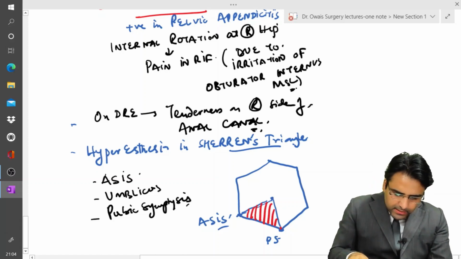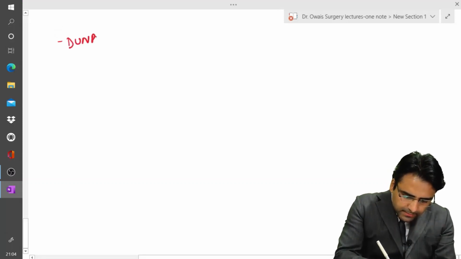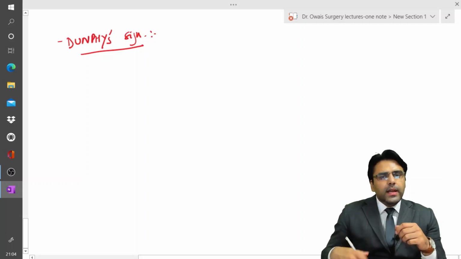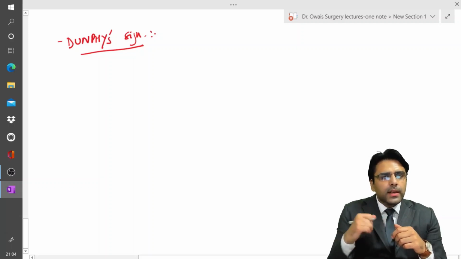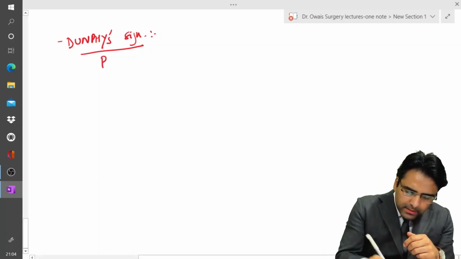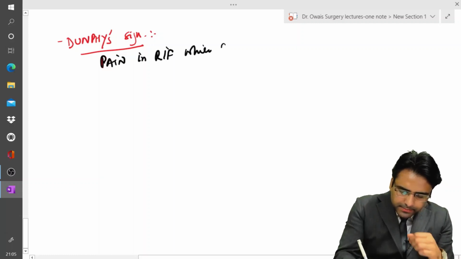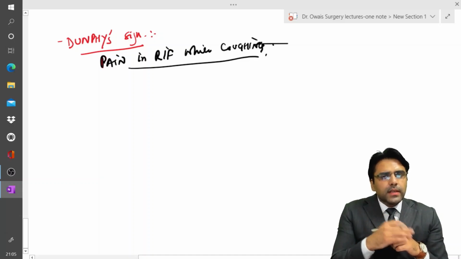Clear? Next, let us discuss one more important sign that is termed as Dunphy's sign. What is this Dunphy's sign? It is pain in the right iliac fossa while coughing. So when the patient is asked to cough, he will have pain in the right iliac fossa. So these were some of the important signs which we can see in acute appendicitis.